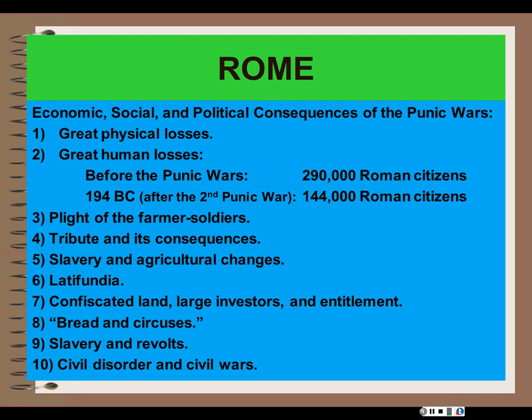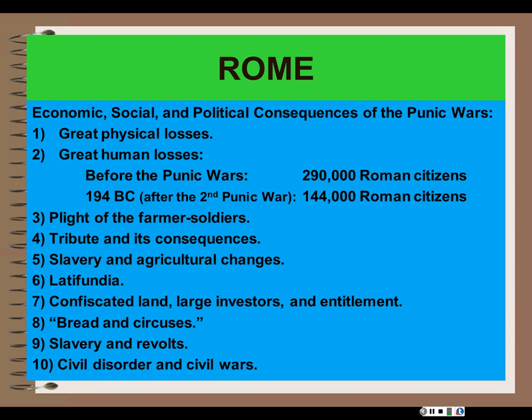Number 2, the Punic Wars led to great human losses as well. Before the Punic Wars, it was estimated that there were 290,000 Roman citizens. By 194 BC, after the Second Punic War, that number was less than half, only 144,000 Roman citizens. Since only those who owned property were eligible for the military draft, this meant that the army would suffer in numbers after this.